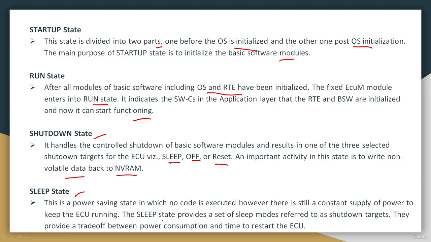Sleep state. This is a power saving state in which no code is executed. However, there is still a constant supply of power to keep the ECU running. The sleep state provides a set of sleep modes referred to as shutdown targets. They provide a trade-off between power consumption and time to restart the ECU. So sleep state is basically used to save power, and in this state there is no code execution.